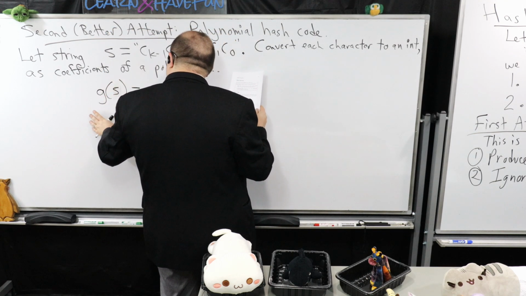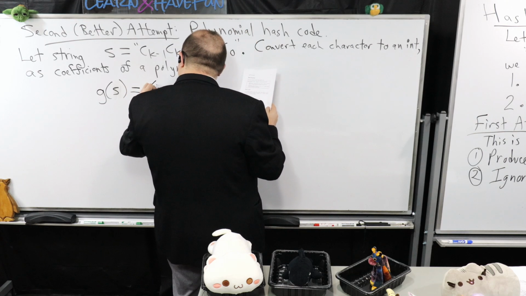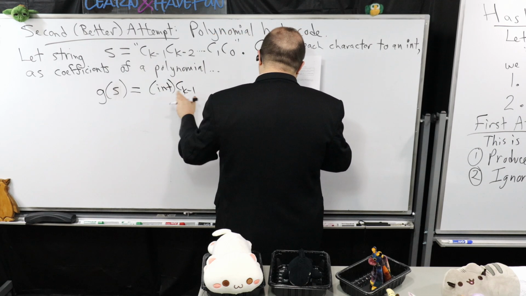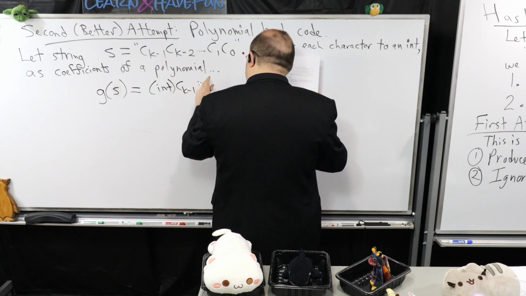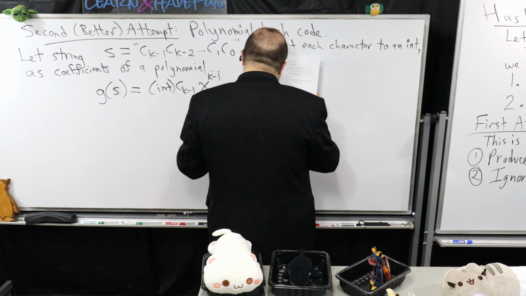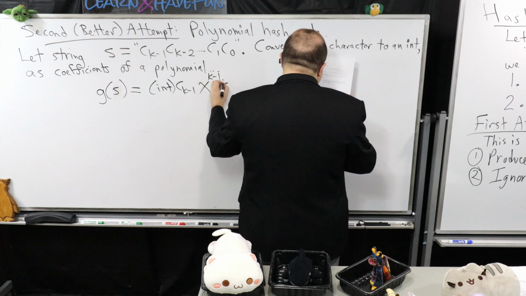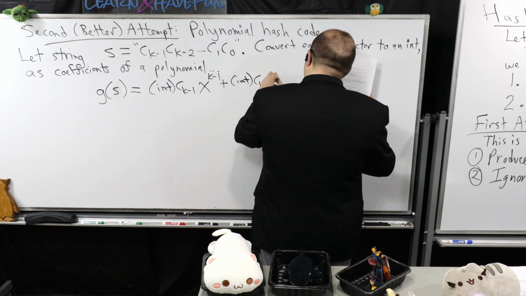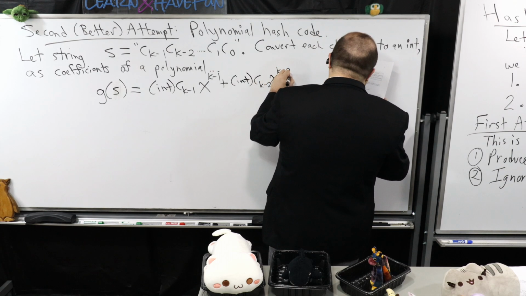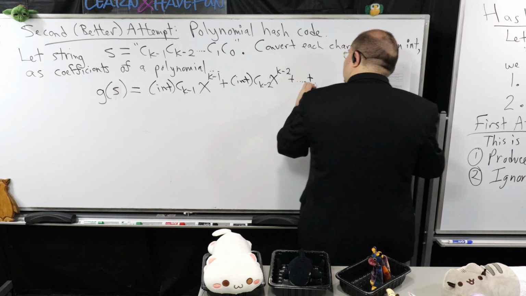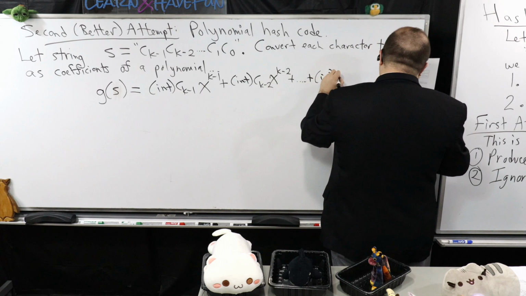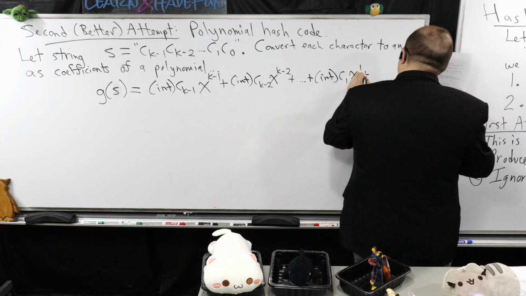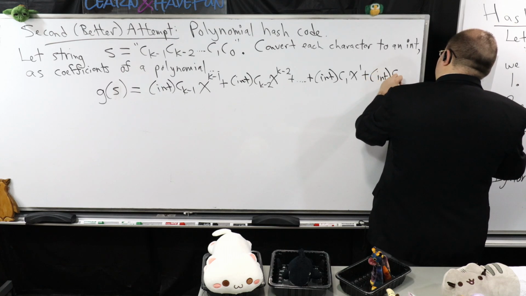So I have this polynomial I'm going to write as follows. I'm going to put the casting in. I'm going to convert this character to an int, and multiply it by some value called x, raised to the power of k minus 1, plus I'm going to cast c_{k-2}, multiplied by x to the k minus 2, all the way down to casting c1 to an integer times x to the power of 1, plus casting the last character.